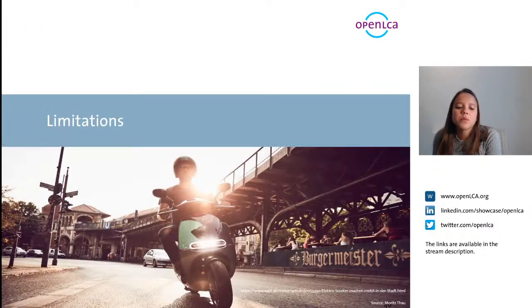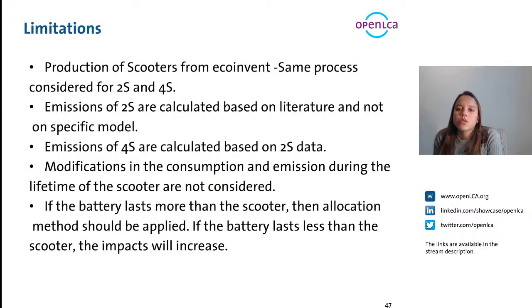And finally, we have some important limitations in this work that should be mentioned. For instance, in the beginning, I showed you that I considered the same production process for the two-stroke scooter and the four-stroke scooter. But obviously, if you go into the producer, this is not true. They are produced in different ways, so something should be changed. Besides that, the emissions are not from the specific model. For the two-stroke scooter, they are calculated from literature, and for the four-stroke scooter, they are calculated according to the two-stroke model. So if we obtain more specific data, this would be better.